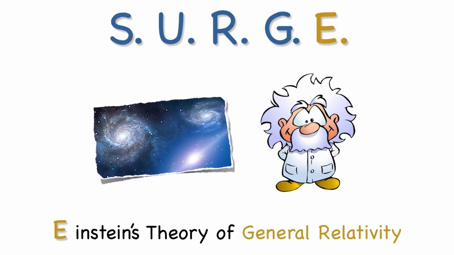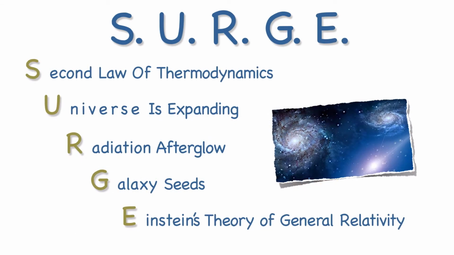Lastly, we come to the letter E in SURGE, Einstein's theory of general relativity. This theory, which is still used today and proven to be very accurate, would not work if the universe was eternal. The equation is based on the universe having a beginning at a specific point in the past, when all time, matter, and space came into existence. Okay, there you have it. Our 5 lines of evidence using the SURGE acronym, SURGE. The second law of thermodynamics, the universe is expanding, the radiation afterglow, galaxy seeds, and Einstein's theory of general relativity.